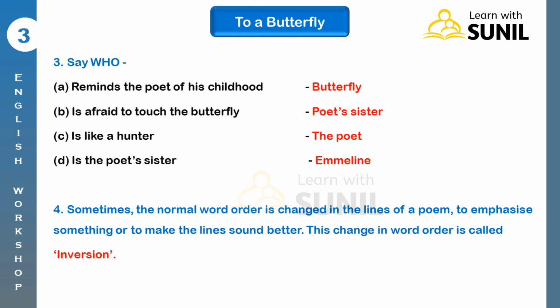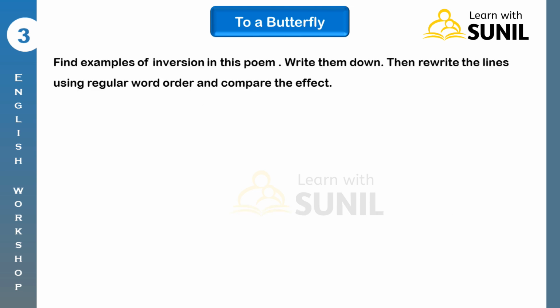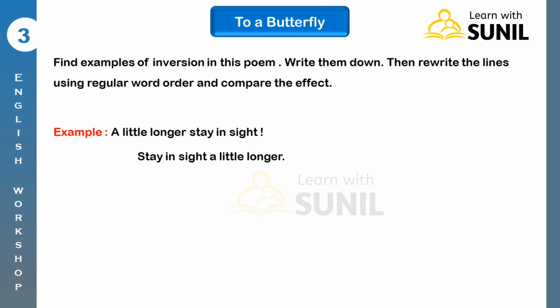Fourth question. Sometimes the normal word order is changed in the lines of the poem to emphasize something or to make the lines sound better. This change in word order is called inversion. Find examples of inversion in this poem, write them down, then rewrite the lines using regular word order and compare the effect. Example, a little longer stay inside. Stay inside a little longer.